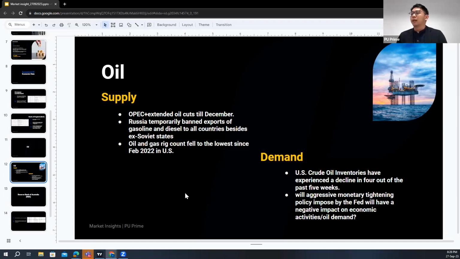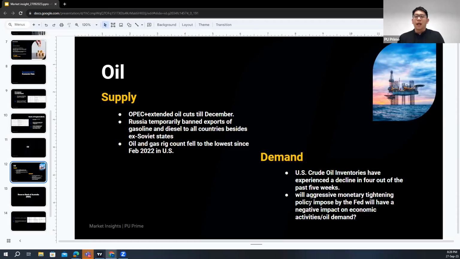And if we look at the demand side, you can see the US crude oil inventories data, which comes out every week, has been in decline for 4 of the past 5 weeks. This means that, as we said early on, the US economy is actually doing quite well, so they demand more oil when there is more economic activity. So this is one point.